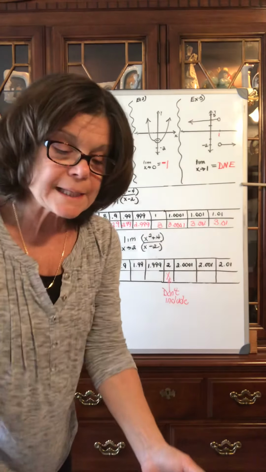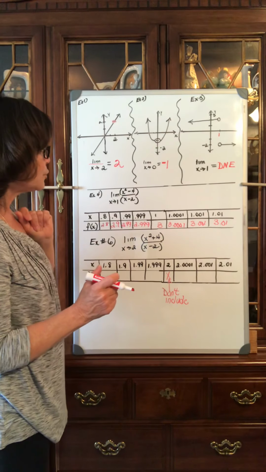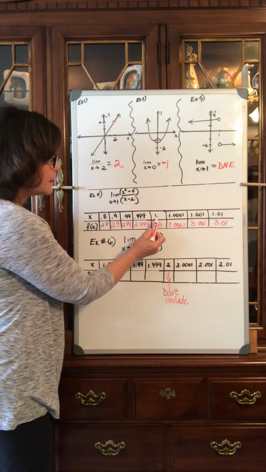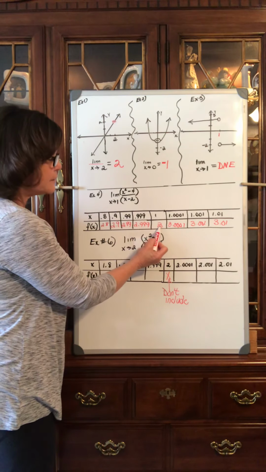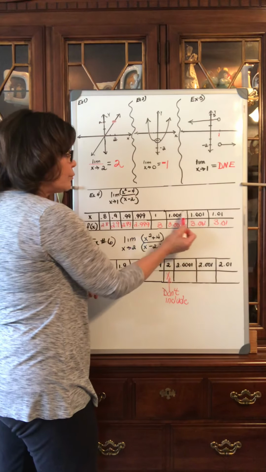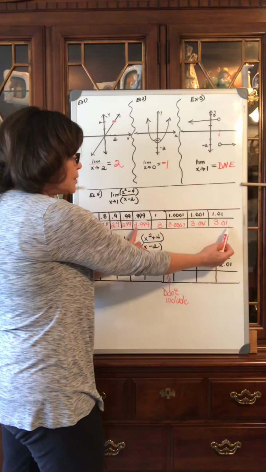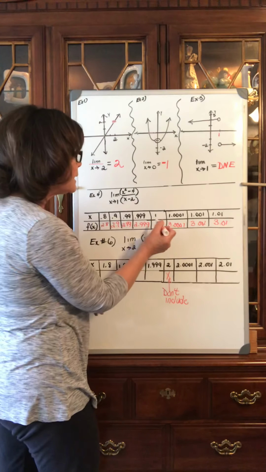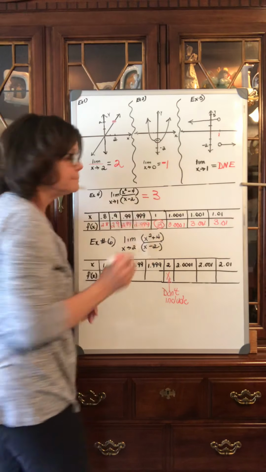So from this table, I'm going to evaluate the limit of this function as x is approaching 1. As x is approaching 1 from the left, my f of x, my y values, are getting closer and closer to positive 3. Actually, they come right to positive 3. As x is approaching 1 from the right, my y values are coming to a y value of 3. Because the y values are coming to the same location from both the left and the right, the limit exists, and the limit of this function is a positive 3.